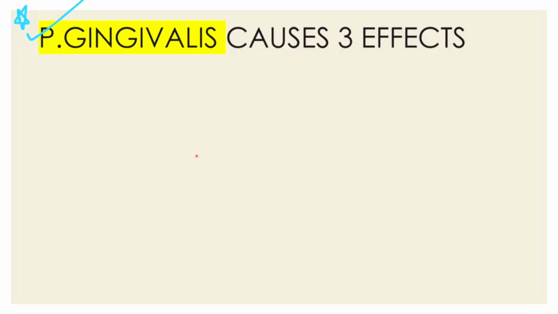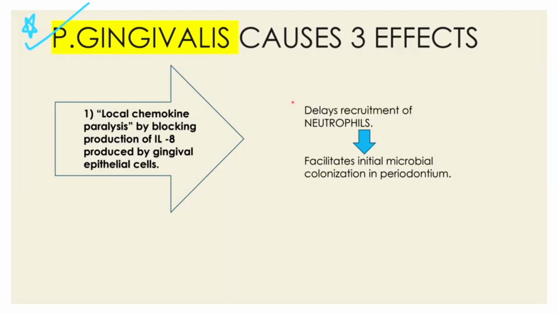In keystone pathogen hypothesis, the main organism is Porphyromonas gingivalis. It causes three effects. The first is it causes local chemokine paralysis by blocking the production of interleukin 8 produced by gingival epithelial cells. Interleukin 8 blocking leads to delay in recruitment of neutrophils. Neutrophils can't go to the infection site properly, so the infection persists. This facilitates initial microbial colonization in the periodontium.